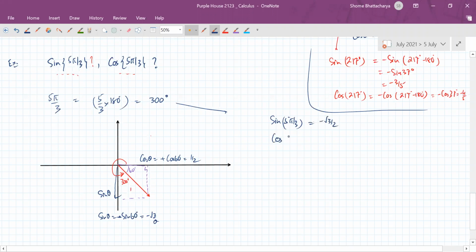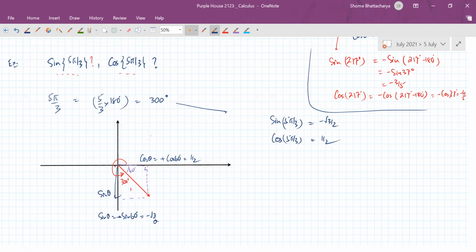Sir, instead of this, I wrote 270 plus 30 and interchanged it into cos. You can also do that, but the only danger in that is don't get confused by interchanging. That's all I'm saying. If you're comfortable with that set of formulas, you can do that also.